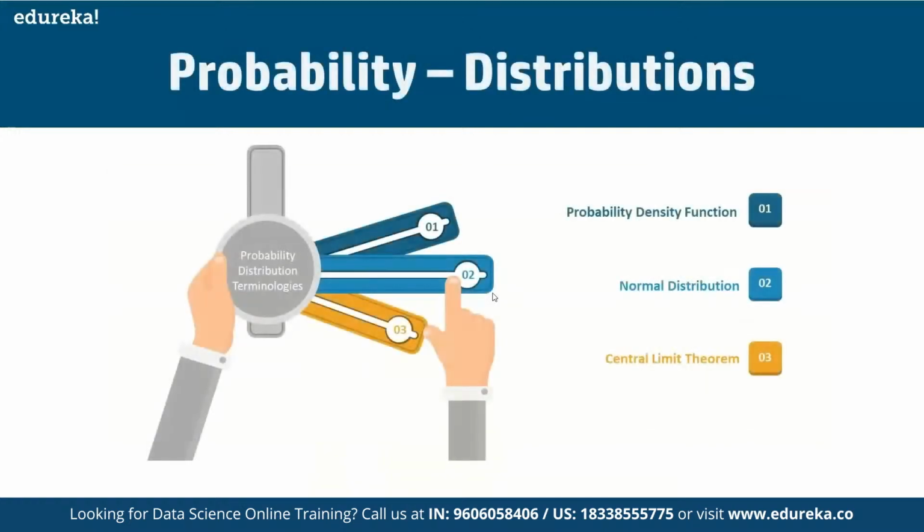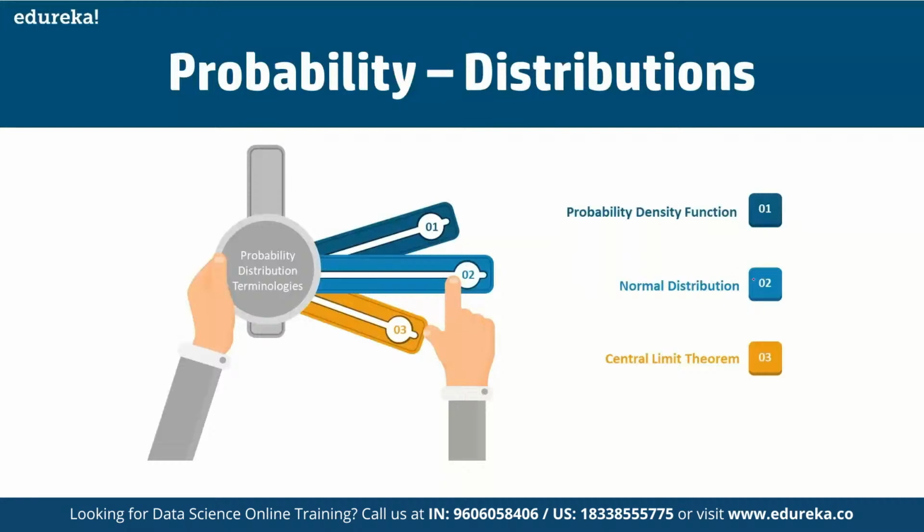So we just discussed the different types of probabilities. We do have something called probability distribution. So what is probability distribution? We have something called the probability density function. It is actually called PDF, or also called PMF.